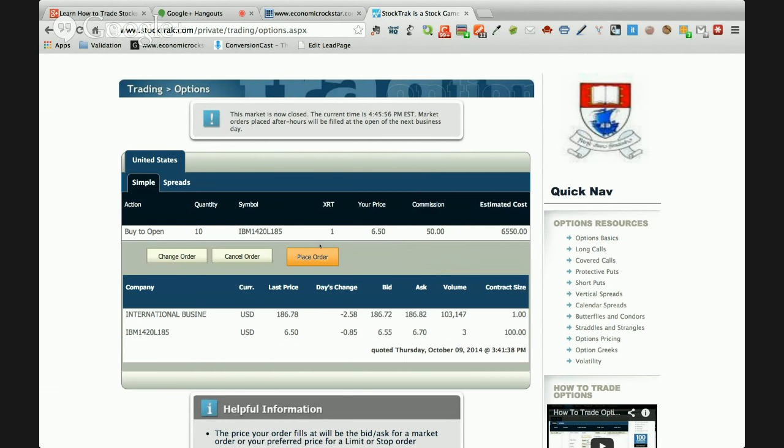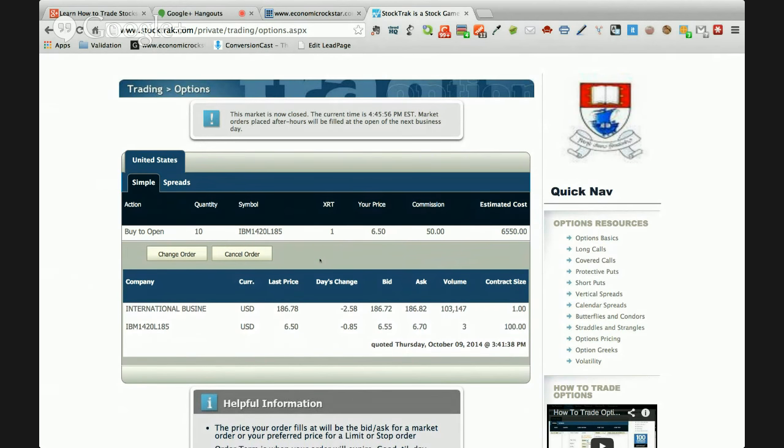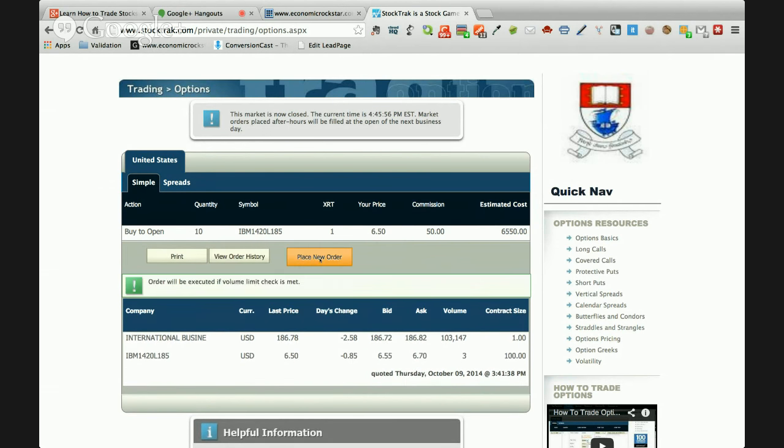And there's my 10 contracts at $6.50. And that's my cost, $6,550, as opposed to someone paying over 180,000 more. So there's my order placed, hopefully. And that's it. That hasn't been executed. It'll only be executed if the price is met tomorrow.